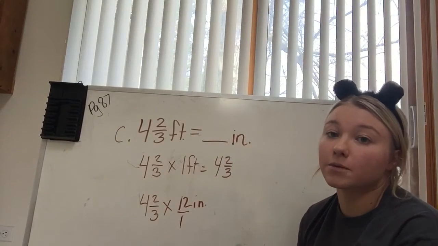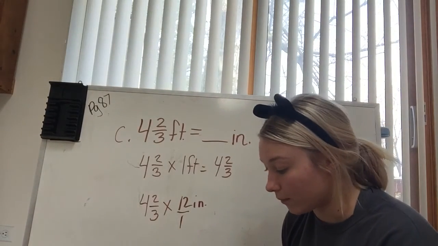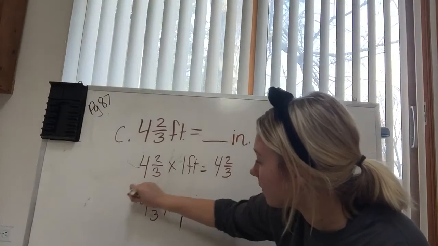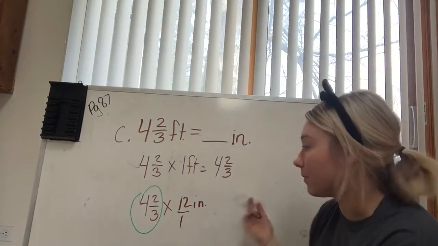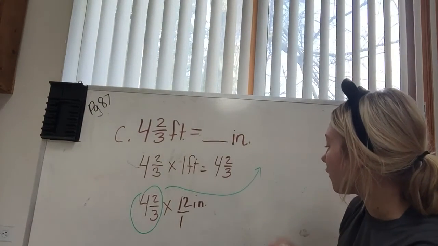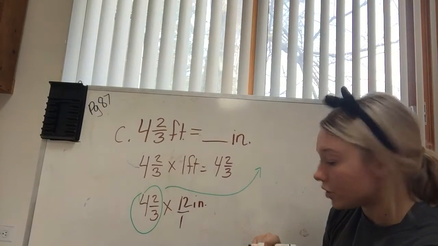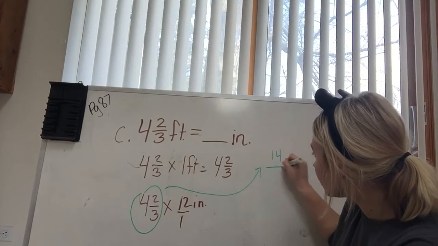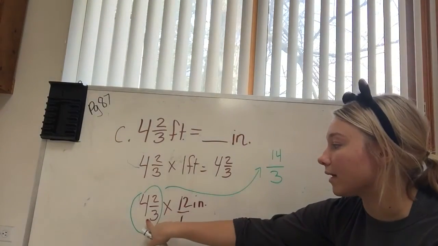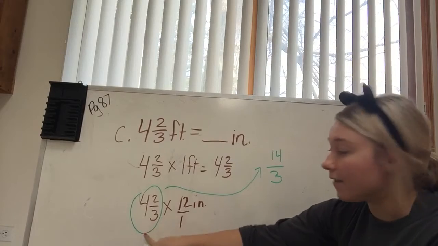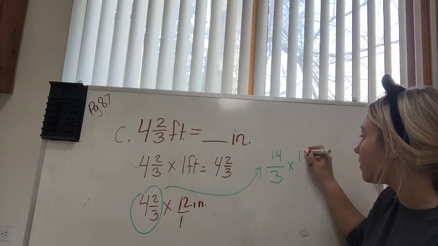We can turn it into a fraction, but that really doesn't help us because we still need to change this fraction. Well, why do we need to change this fraction? Because it's a mixed number. So it's not a fraction, it's a mixed number. So I'm going to change 4 2/3 into 14/3. The way I did that was 4 times 3 is 12, and then I added the 2 at the top, okay?